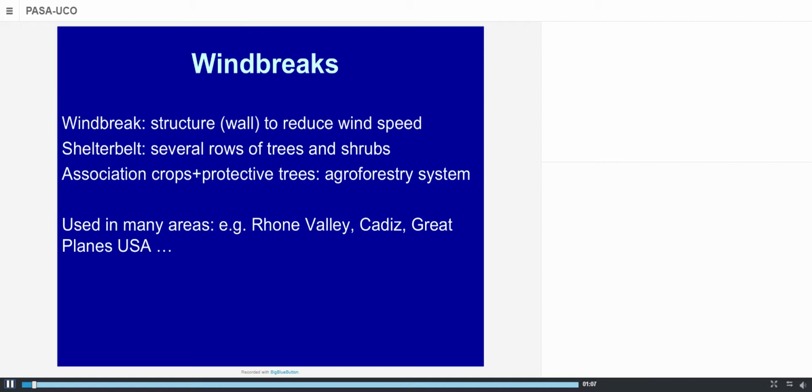We have also a specific case of windbreaks that are the scatter windbreaks, that is the association of a crop with protective trees, the so-called agroforestry system. So we have many possibilities for producing windbreak structures to reduce wind speed and sometimes to change wind direction. Windbreaks are used in many areas, in special those which have permanent winds, like in the Rhone Valley, southern Andalusia, the area of Cádiz, the Great Plains of the USA.